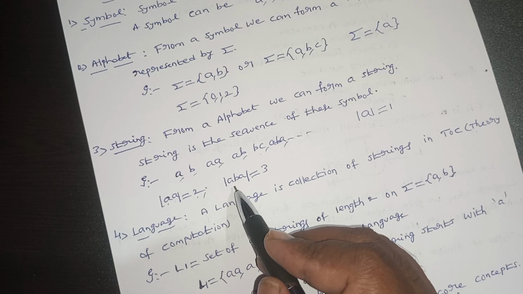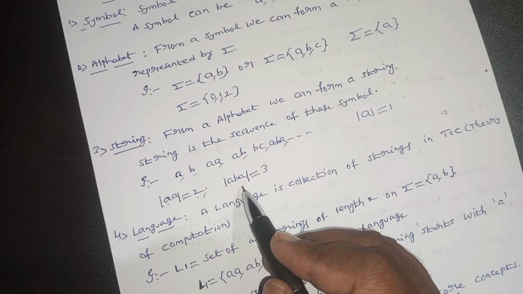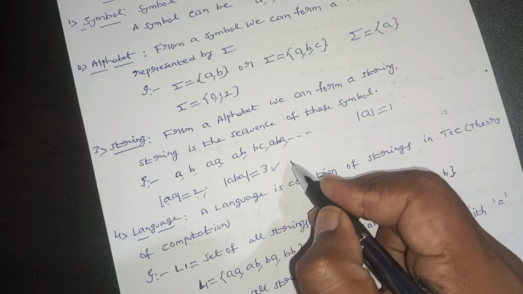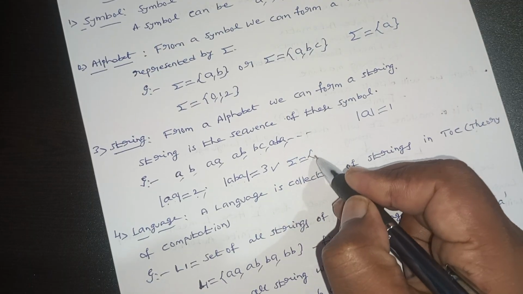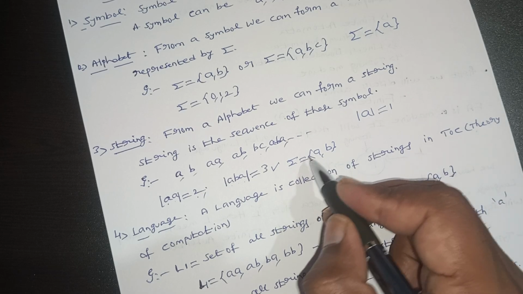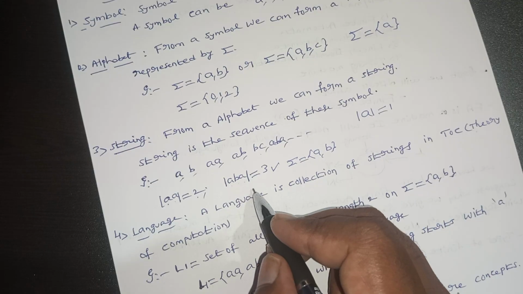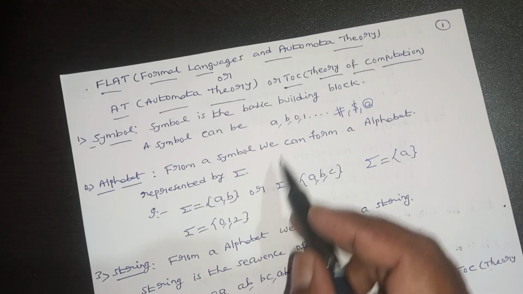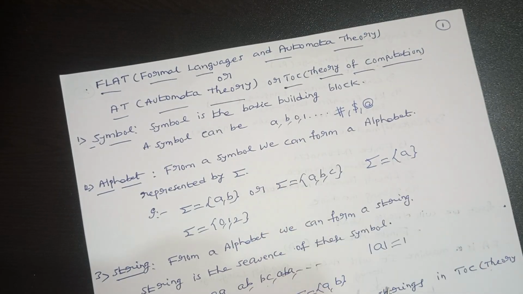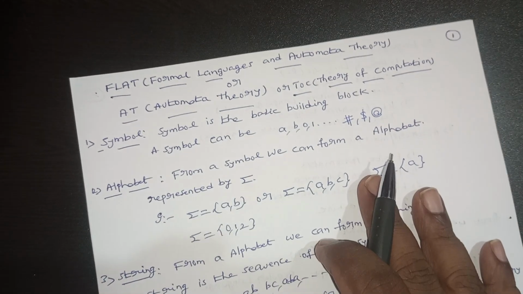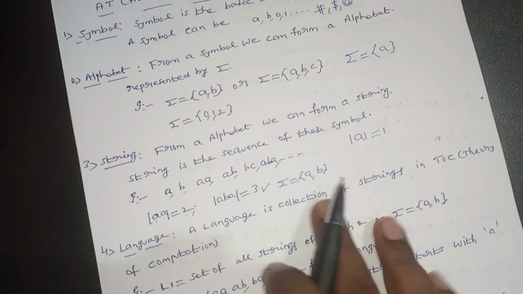I am taking one more string, a b a. What is the count? The count, which is the length of the string, is equal to 3. Now in this example, what is sigma? Sigma equal to a comma b. Using this alphabet, I am forming a string. Again, what is an alphabet? Nothing but input symbols. What are symbols? Symbols may be any of these. Symbol, alphabet, and then string.